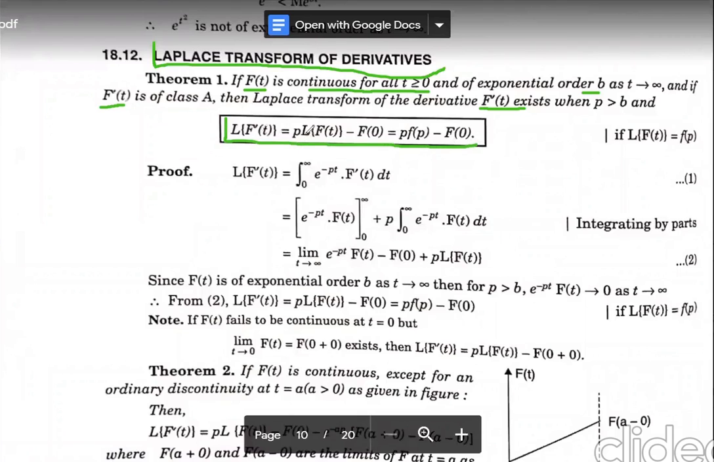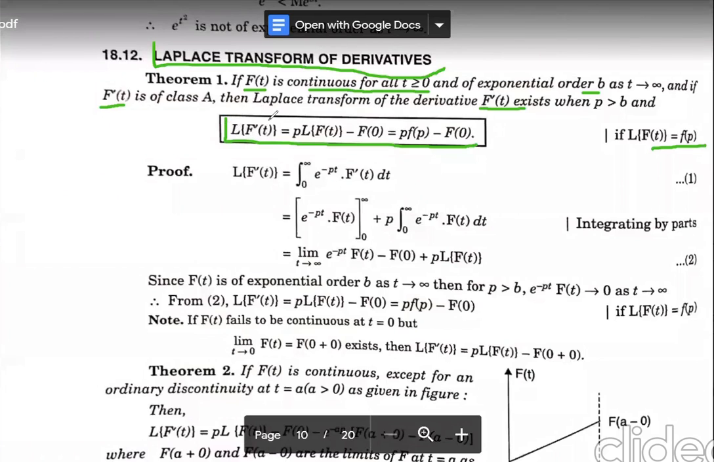That is equal to what? p into Laplace transform of f of t minus f of 0. And if the Laplace transform of f of t is capital F of p, then it will be p F of p minus F of 0. So capital F of 0 means what? In the given function f of t, in place of t, just put 0, you will get f of 0. So the formula is what?